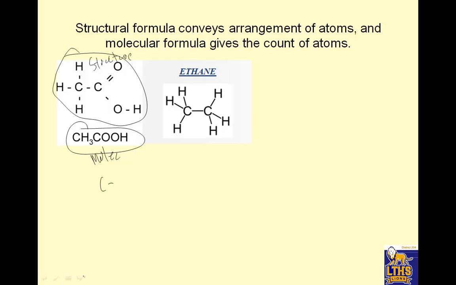Now another molecular formula could be C2H4O2. This one has its reasons for being that way. Ethane, this is a structural formula, the molecular formula would be C2, 1, 2, H, 1, 2, 3, 4, 5, 6, H6.